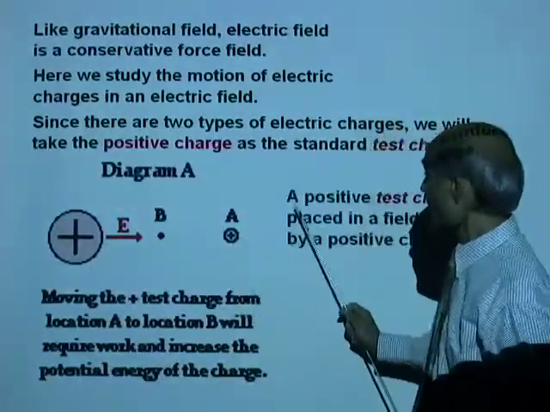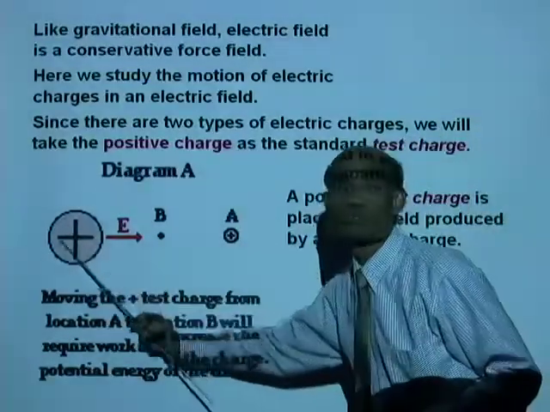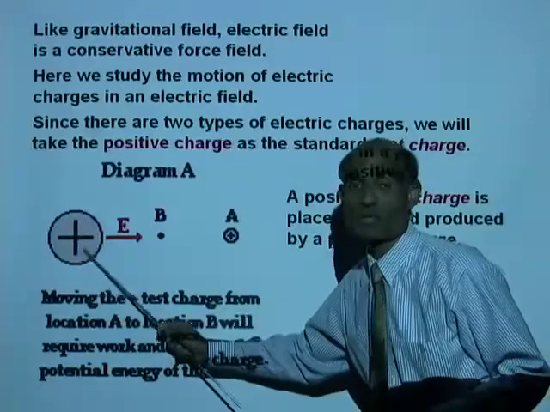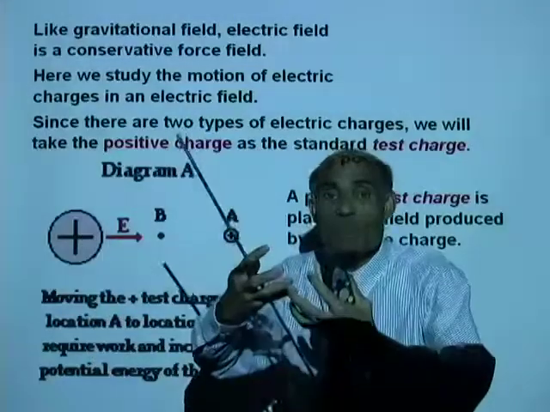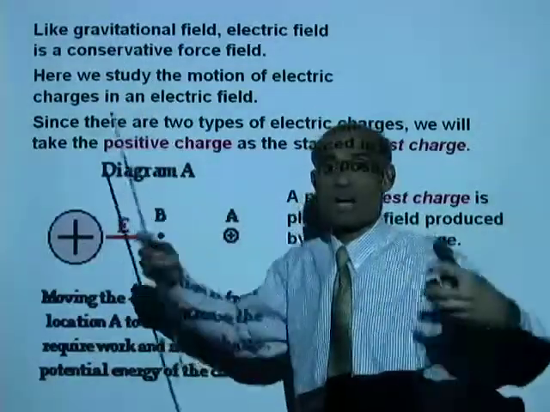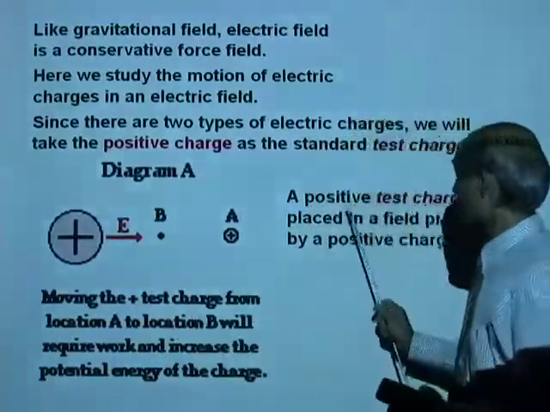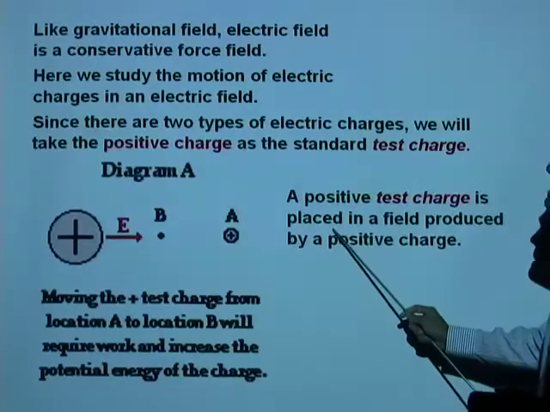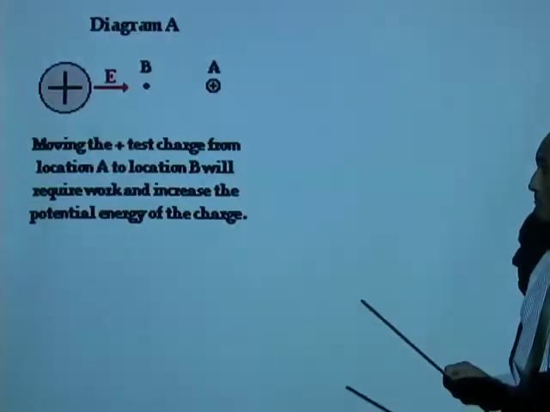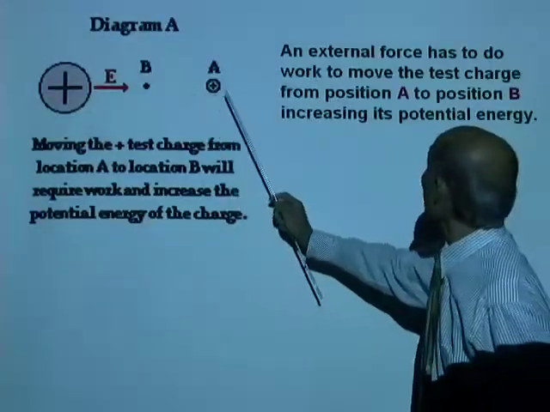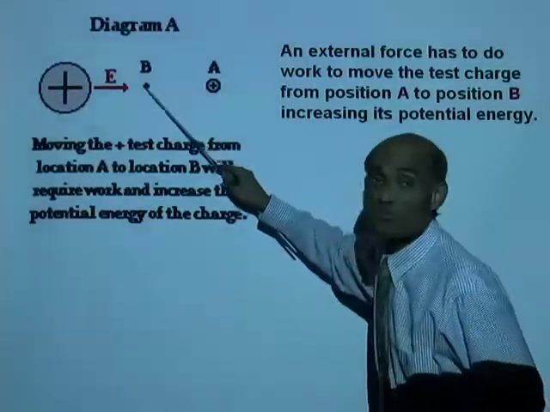Now, a positive test charge is placed in the electric field produced by this positive charge. Now remember, the electric field due to a positive charge will be diverging from the charge. The field lines will be originating from it. So a positive test charge is placed in a field produced by a positive charge. An external force has to do work to move the test charge from A to B.